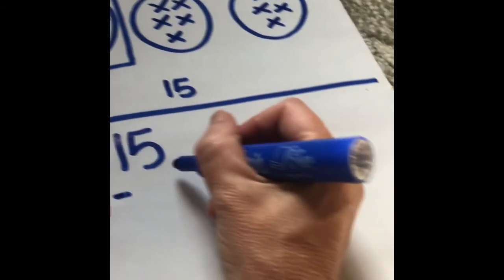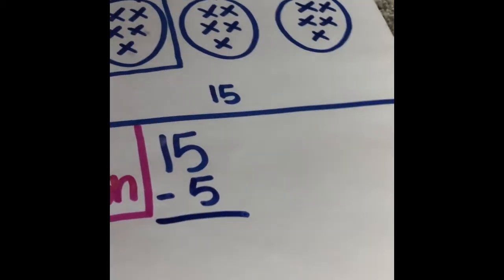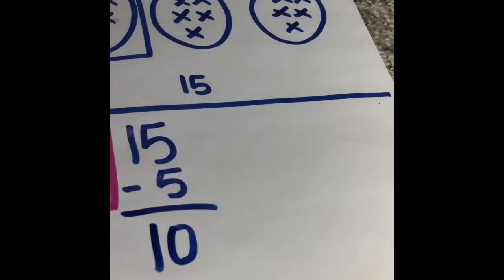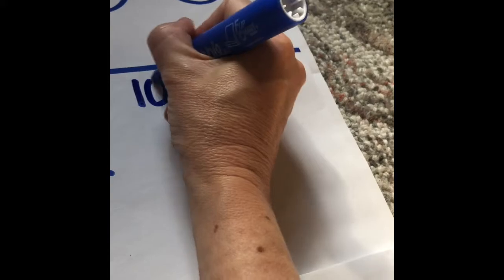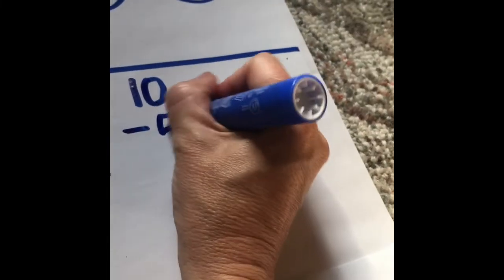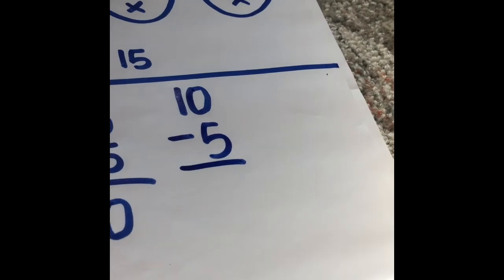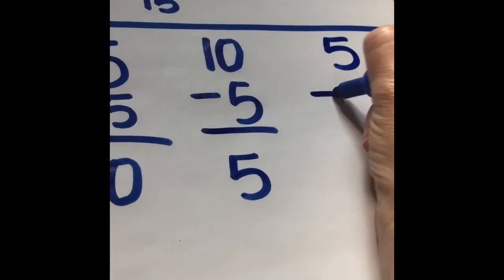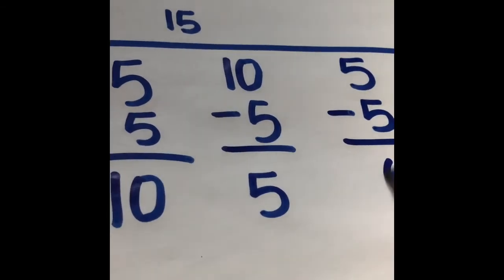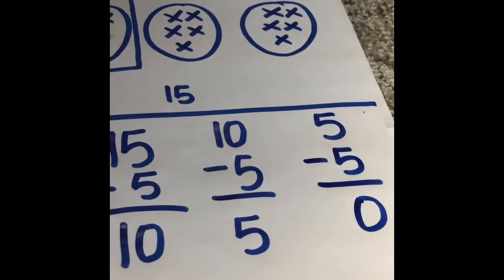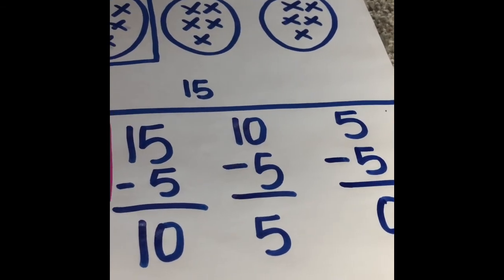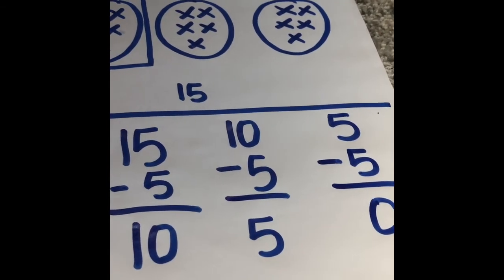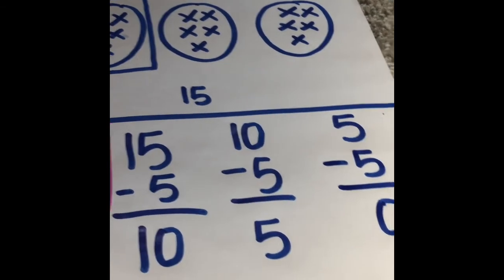So if I take 15 minus 5, that would equal 10. I have to keep going till I get to 0, so I'm going to do it again. 10 minus 5 equals 5. Am I to 0 yet? Nope, so I have to keep going. 5 minus 5 equals 0. So I finally got to 0. So how do I figure out my answer? So I have to count how many times did I have to subtract by 5 until I got to 0.